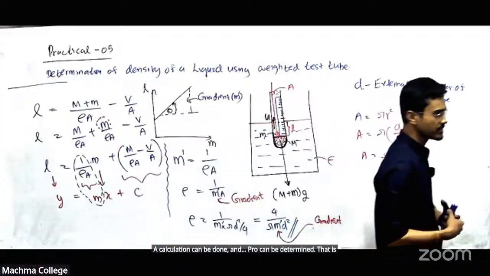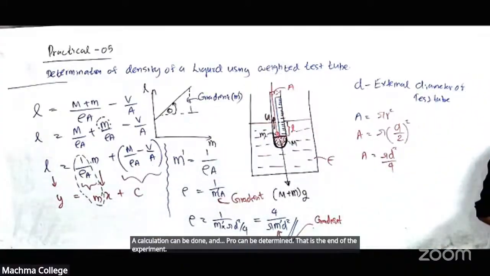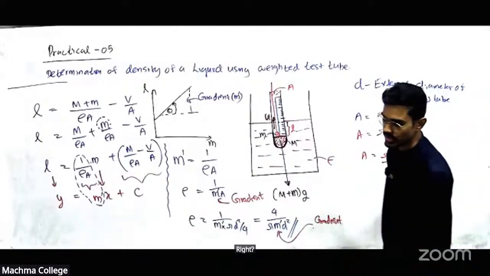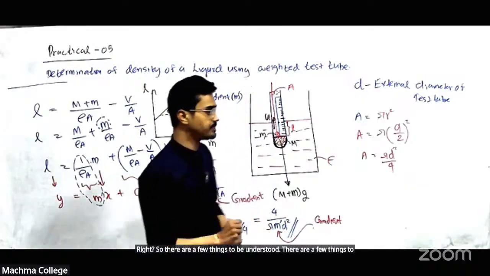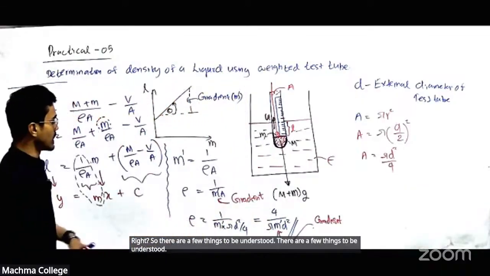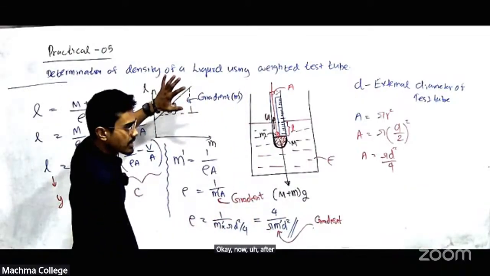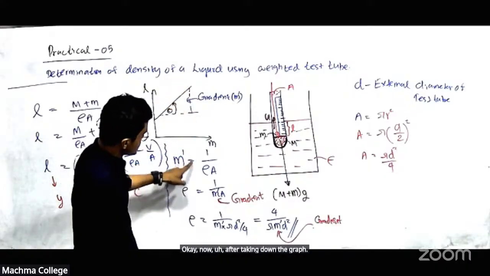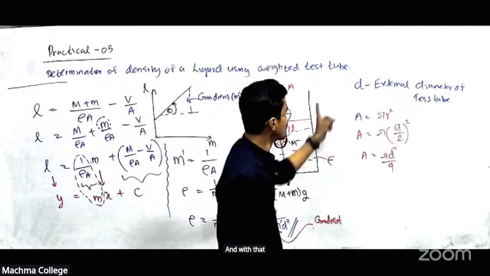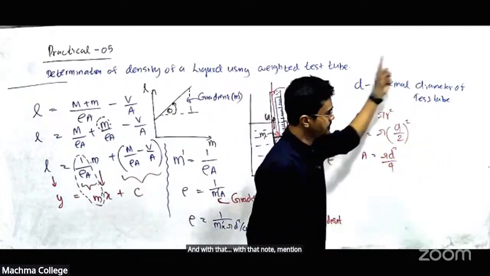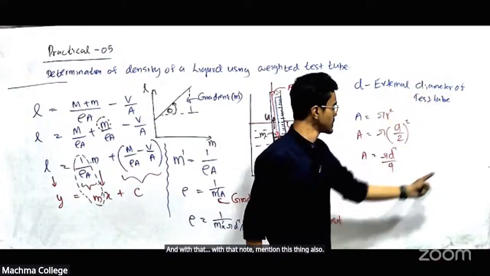That is the end of the experiment. Right? So there are a few things to be understood. Now after taking down the graph, mention everything up to this point, and with that note, mention this thing also.